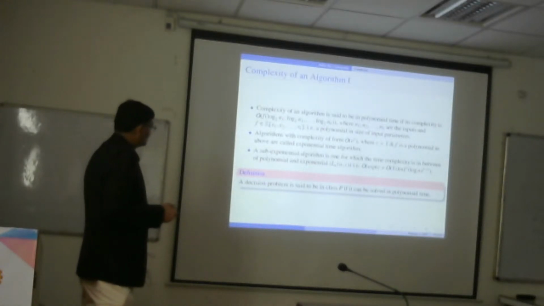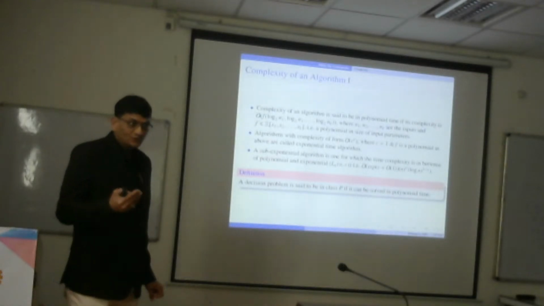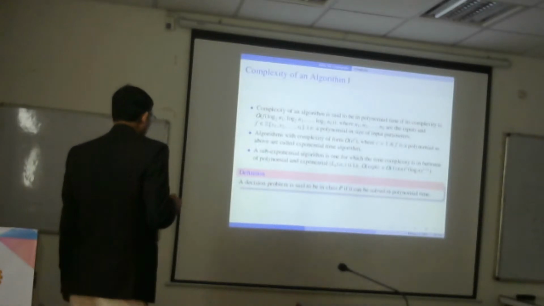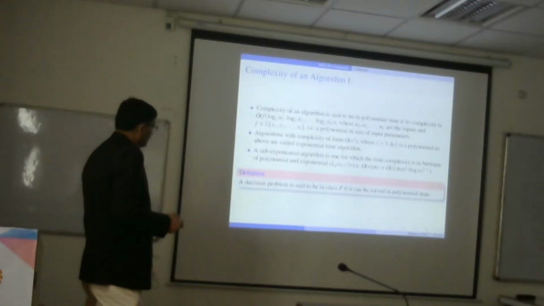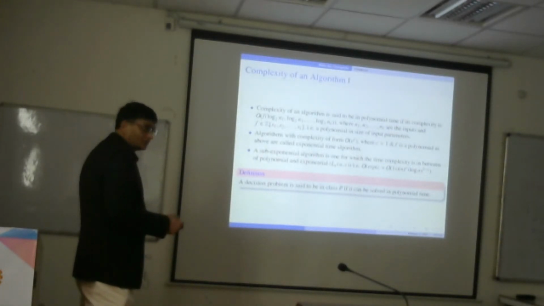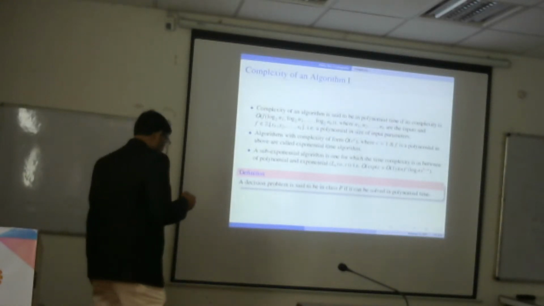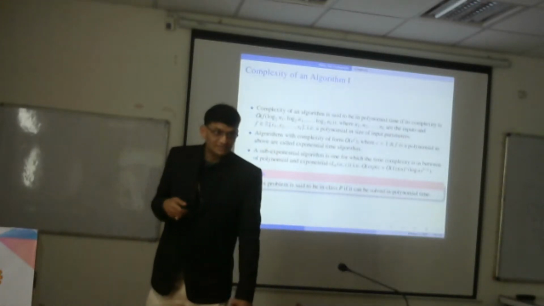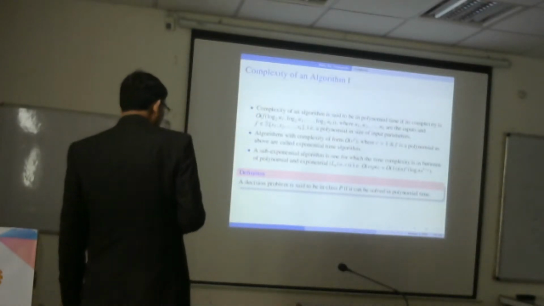The complexity of an algorithm is said to be polynomial time, as I have discussed, if it is a polynomial in the size of the input. An algorithm complexity of the form c to the power n is called exponential time complexity, for example e to the power n. So this is an exponential time complexity.